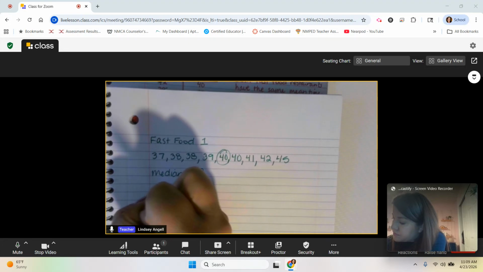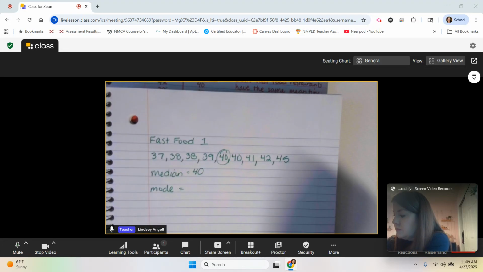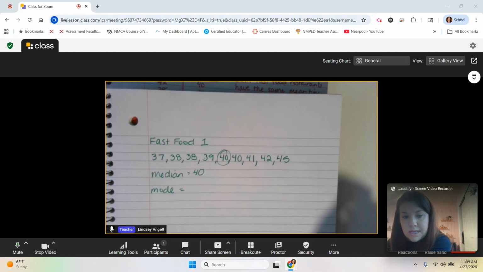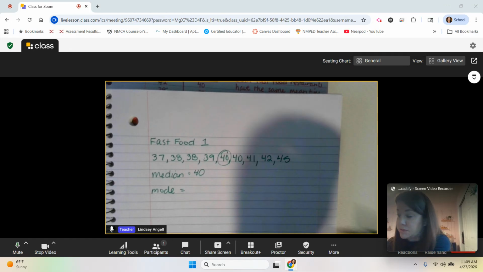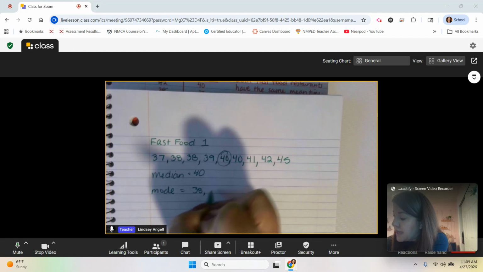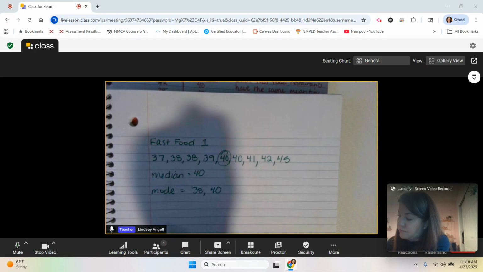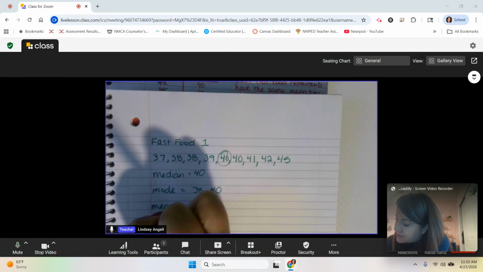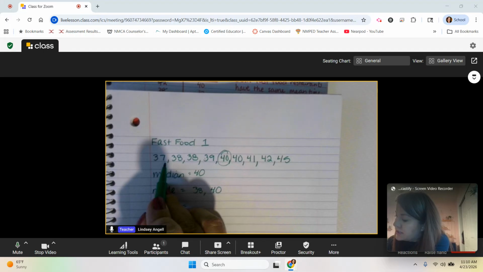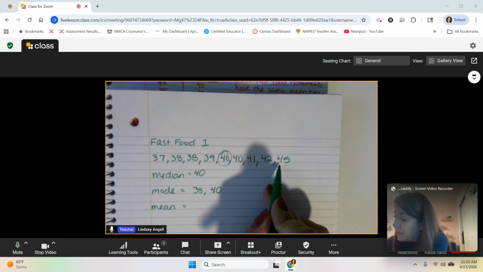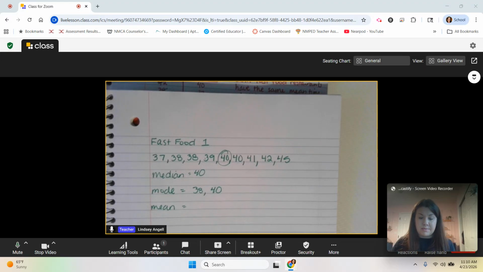Mode, that's the number that happens the most. In this case, this fast food restaurant happens to have two modes. It has 38 and 40. Those both happen the most, which is 2 times. Now, last we're going to find the mean. We need to add all of those together. Okay, add all of those together.